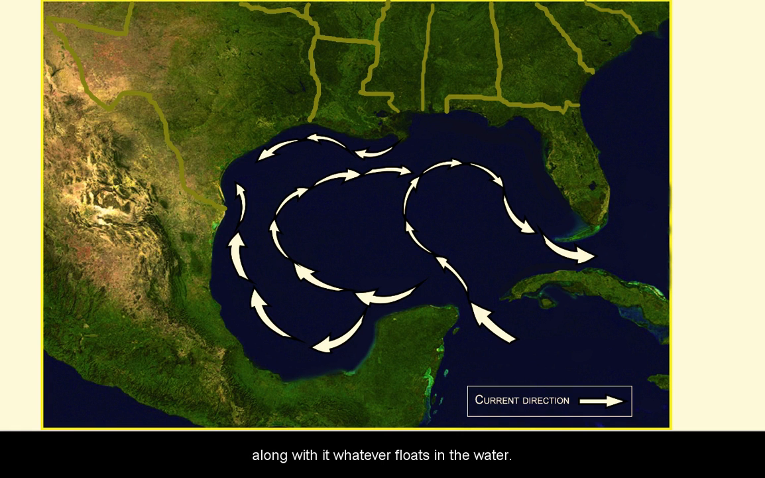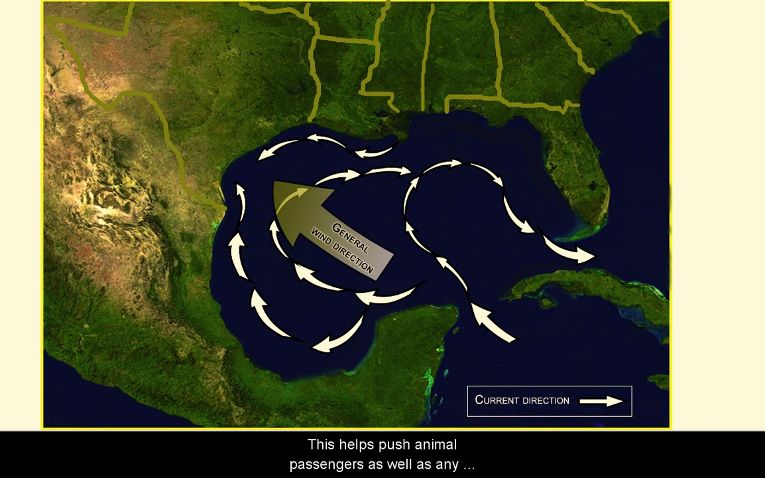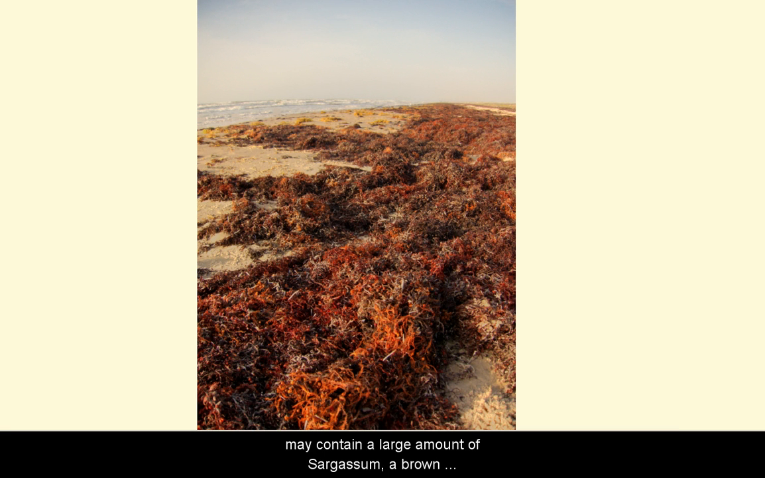a current, and it carries along with it whatever floats in the water. Currents in the Gulf move toward Texas, both from the north and south. The currents combine with winds that also blow toward Texas. This helps push animal passengers as well as any floating trash or seaweed onto our beaches. There are times that Texas beaches may contain large amounts of sargassum. This is a brown seaweed. While it may look yucky, this seaweed actually helps build up the beach by acting to hold sand in place.